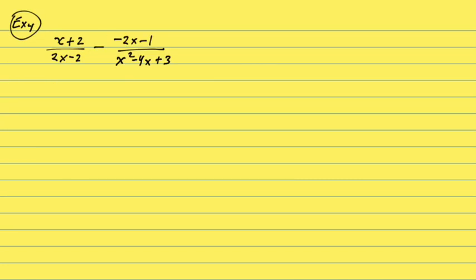Okay, let's try example 4. I need a common denominator. Before I do that, I need to factor everything. So hopefully you'll pay attention. If you factor a 2 out of the bottom, you get x minus 1.